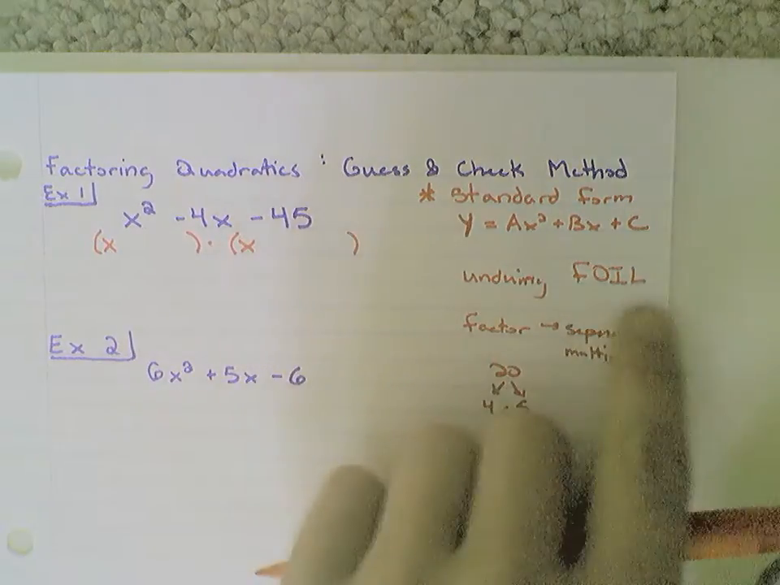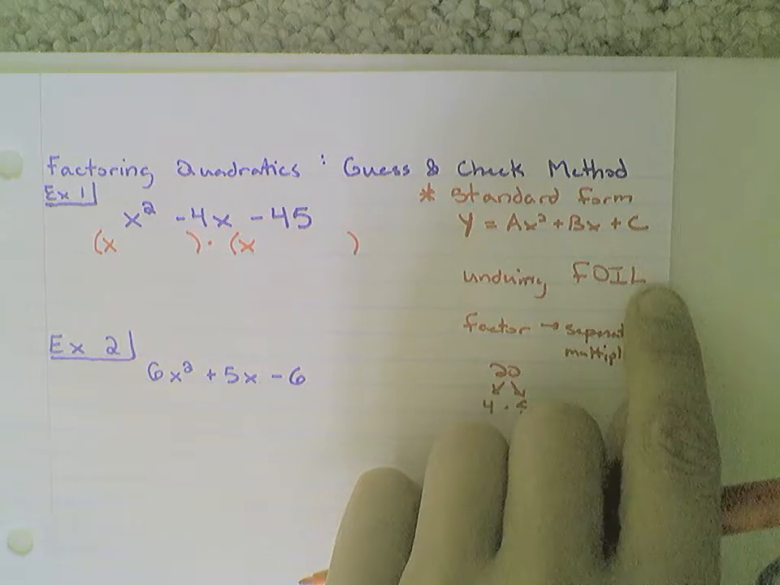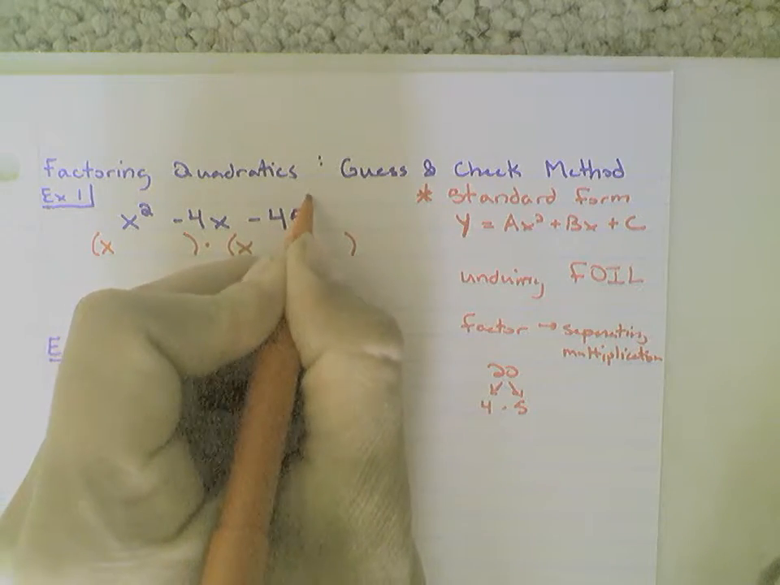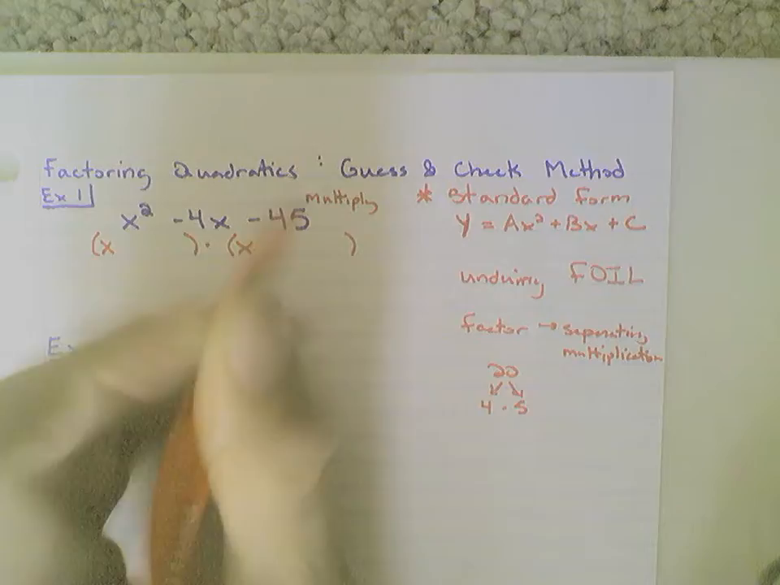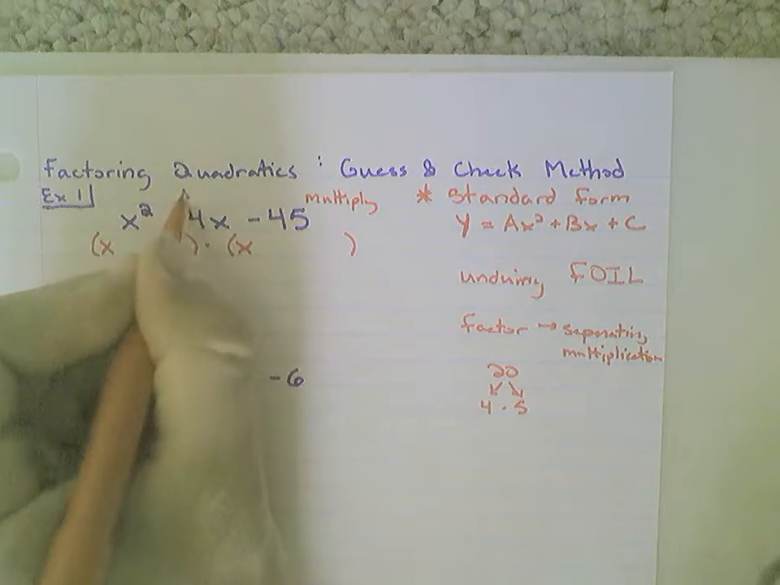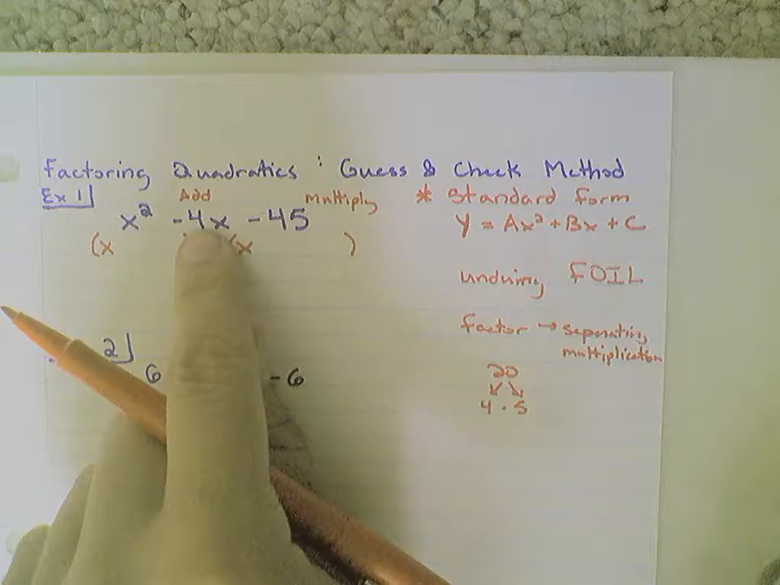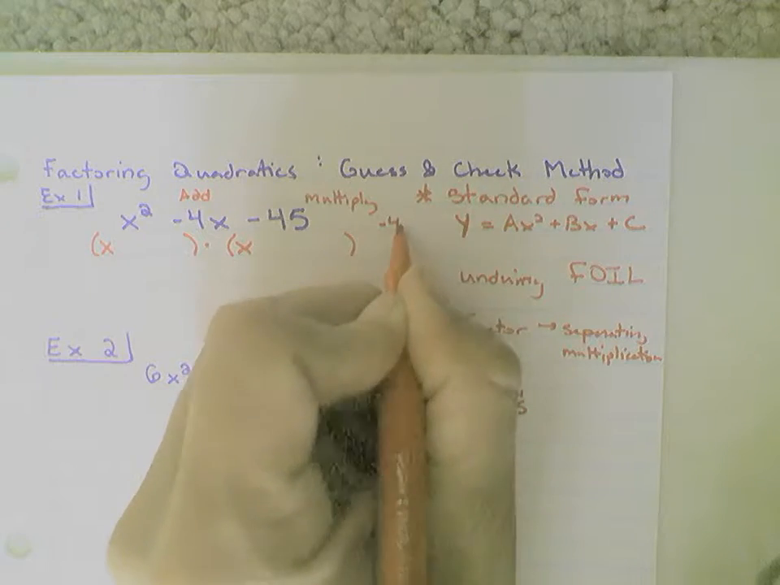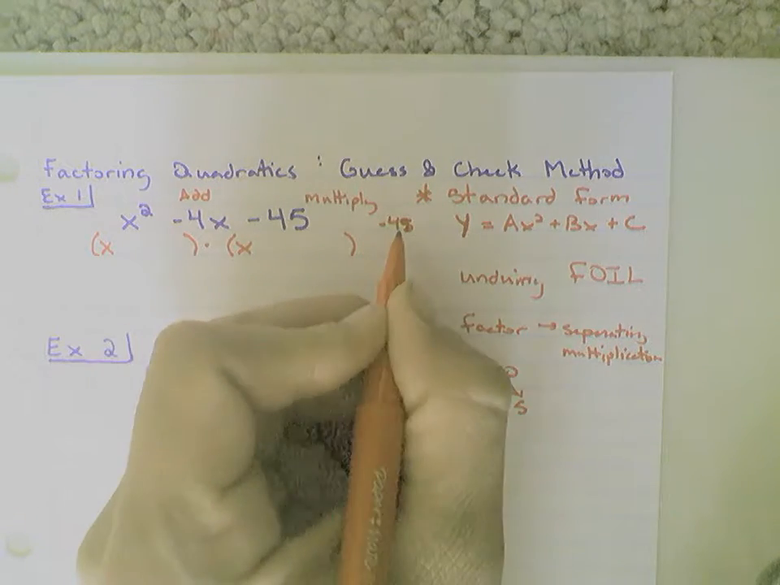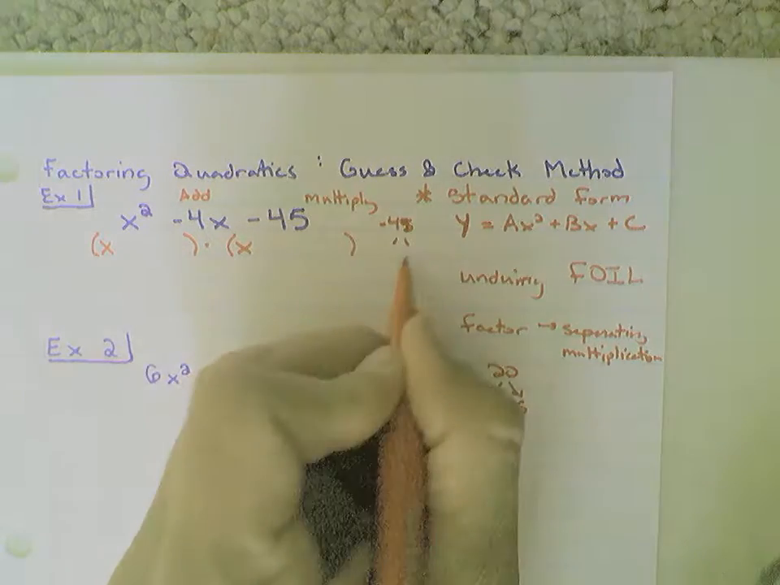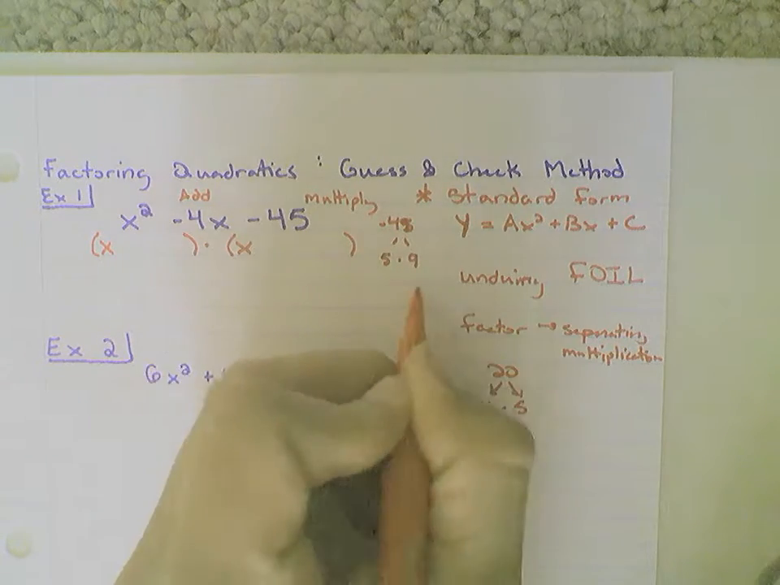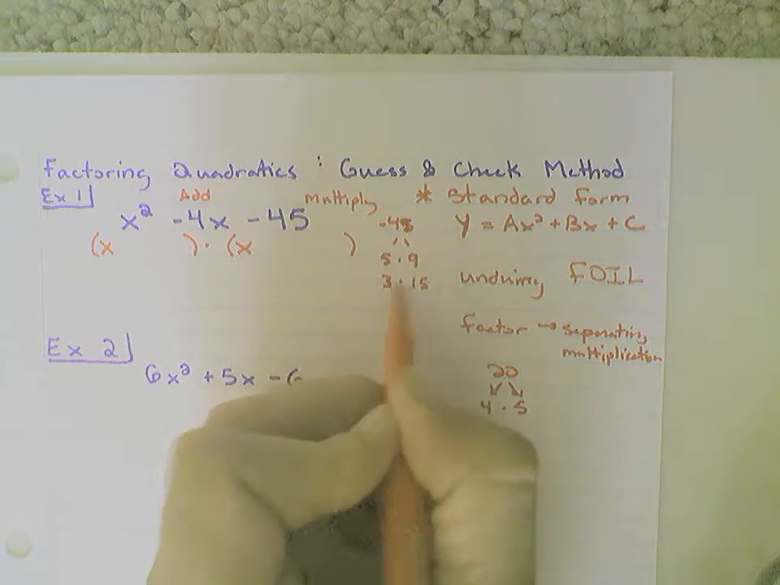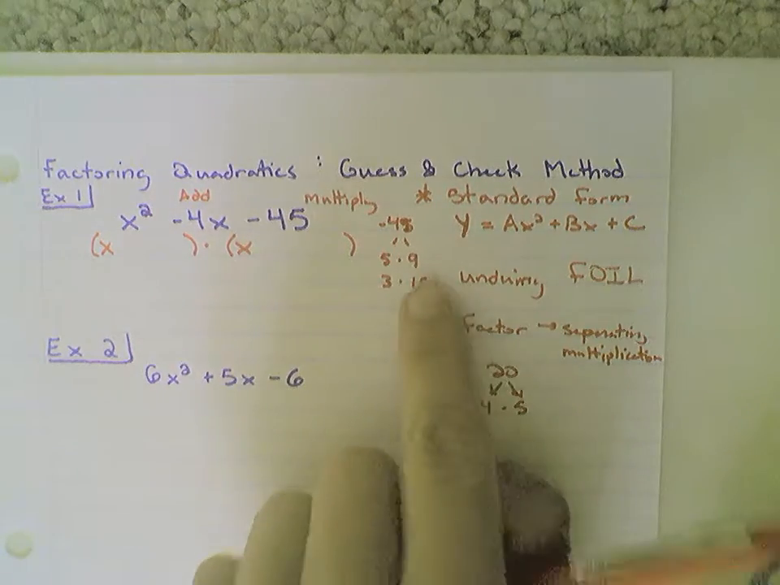I then want to think about what the L in FOIL stands for. It's last. So what times what is going to multiply? I'm looking for things that multiply to negative 45 and will add to negative 4. Well, first always start with what multiplies to negative 45. And if you have to, you can jot things down to the side. So for negative 45, well, I know 9 times 5, 15 times 3, and then I just need one of these to be negative in order to get negative 45. So these are both factor pairs.